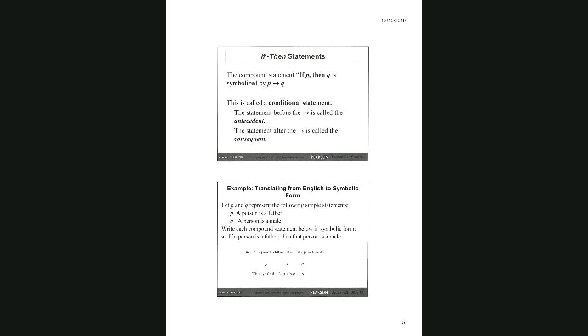If-then statements. If P, then Q. This is called a conditional statement. The statement before the arrow is called the antecedent. The statement after is called the consequent. Let P and Q represent the following simple statements. P, a person is a father. Q, a person is a male. So if a person is a father, then that person is a male. Therefore, we have the arrow for implies.